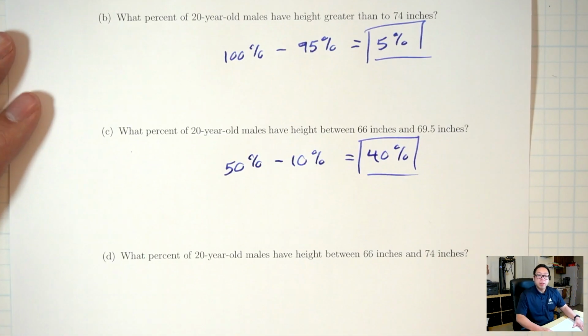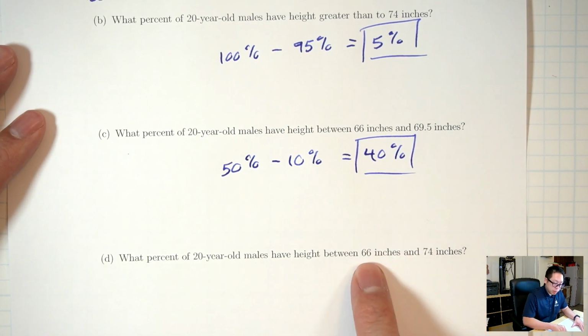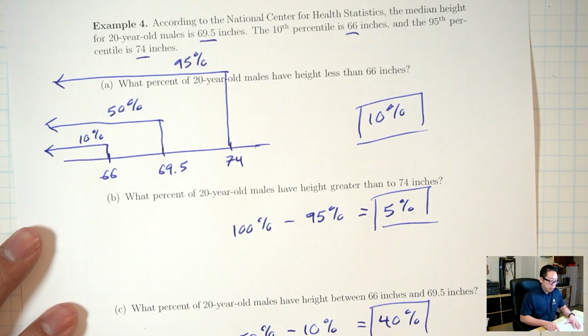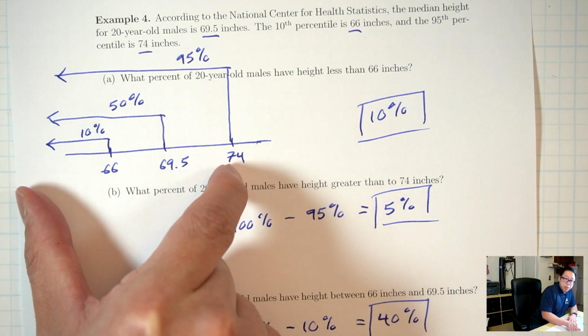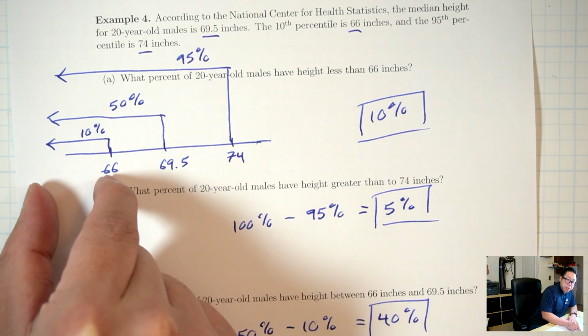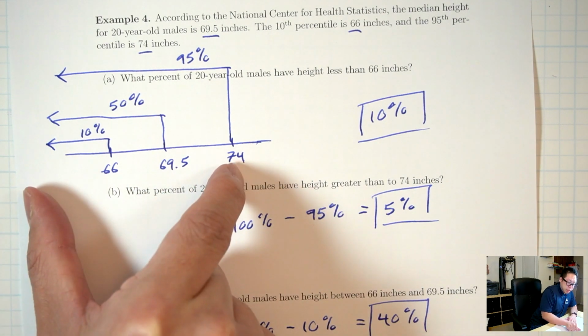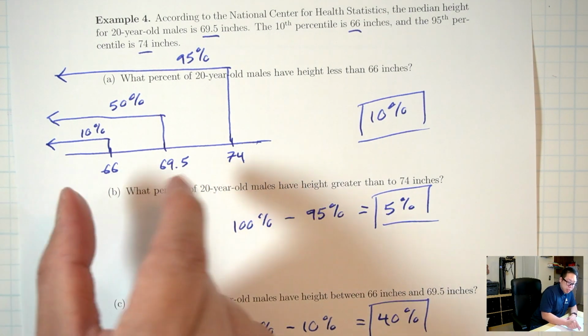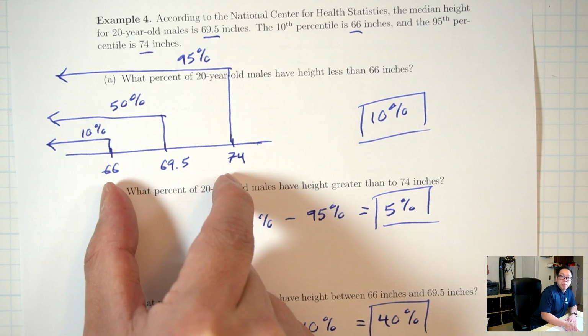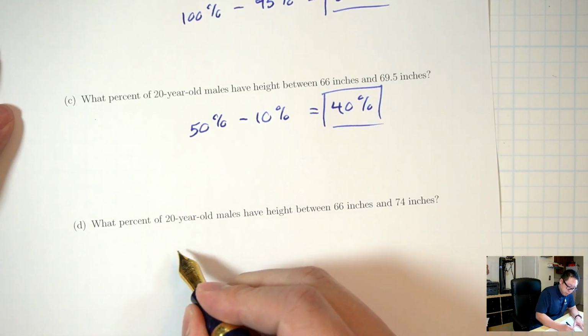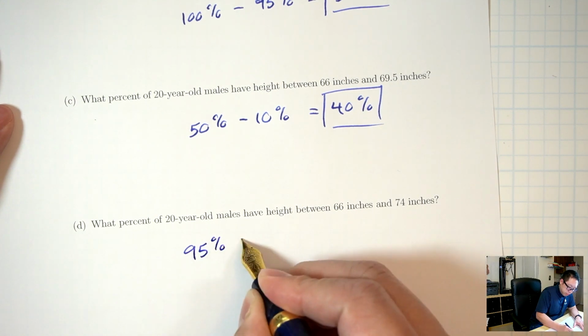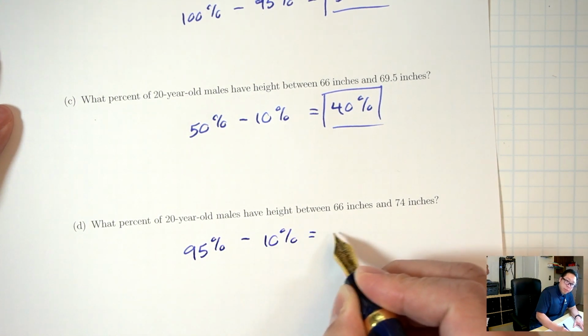Part D, what percent is between 66 and 74? Same idea, right? I know this is 95%. I know this is 10%. So 95%, if I just subtract 10%, that should give me exactly that piece, which is 66 to 74. So this is going to be 95% minus 10%. And that's 85%.